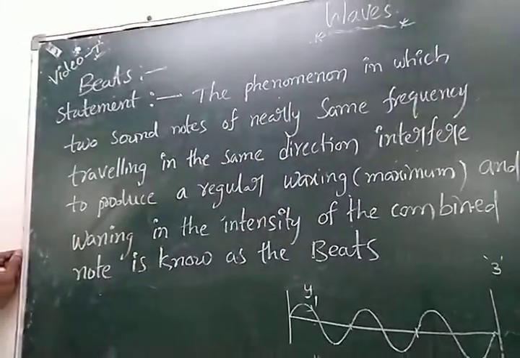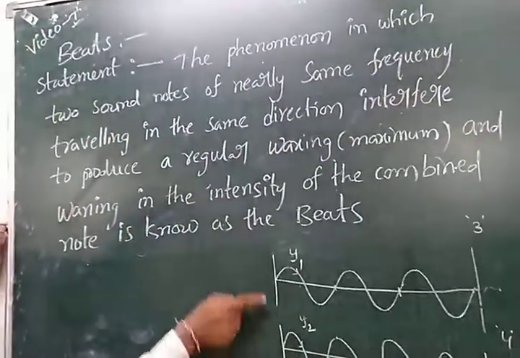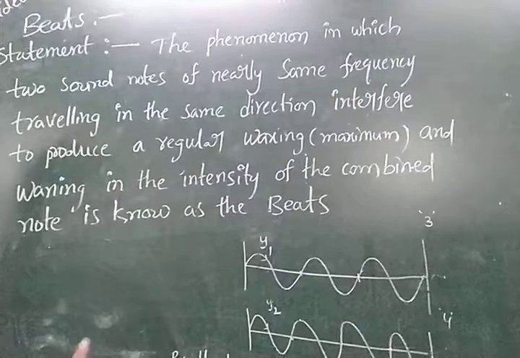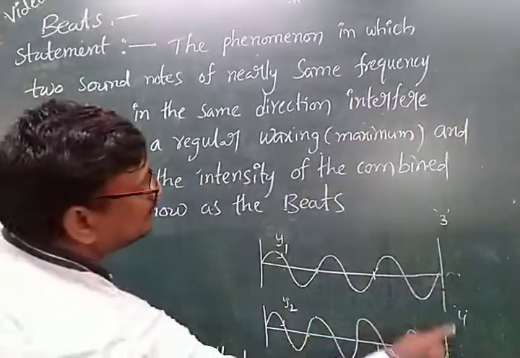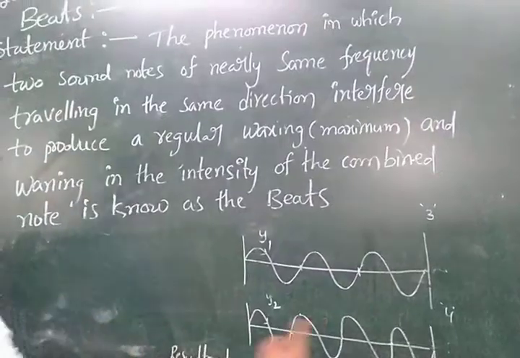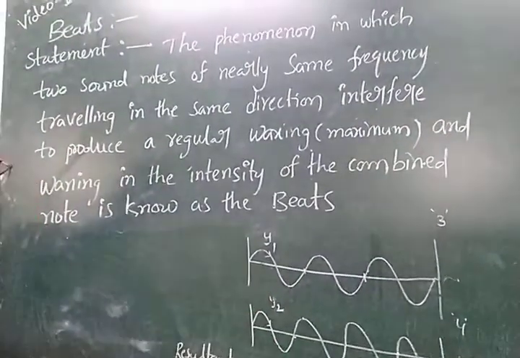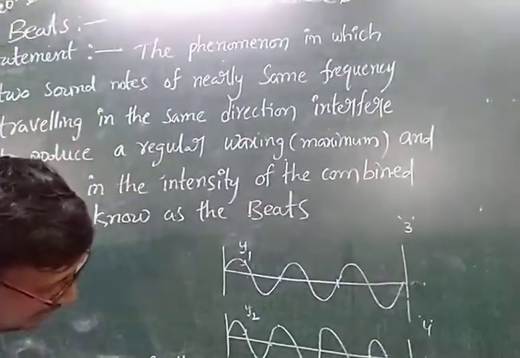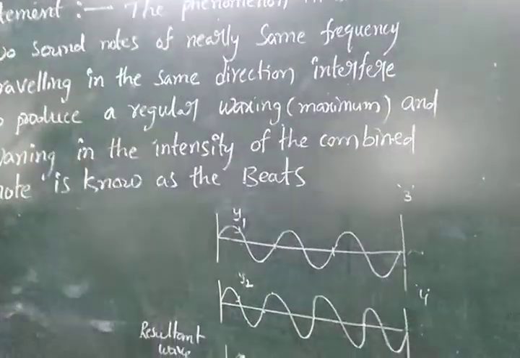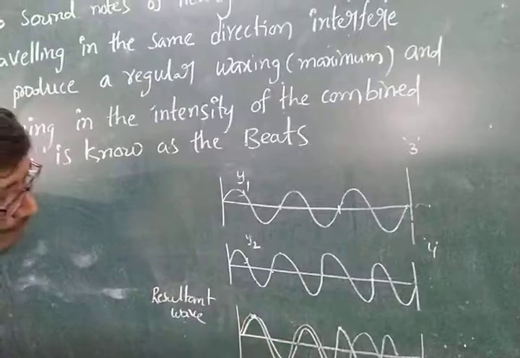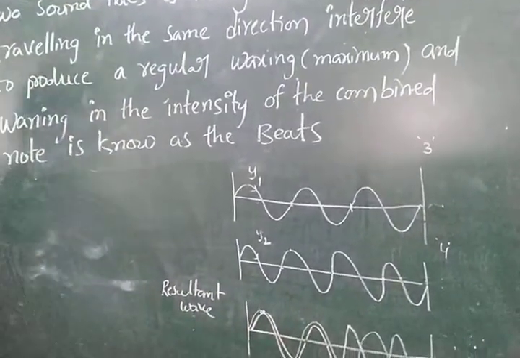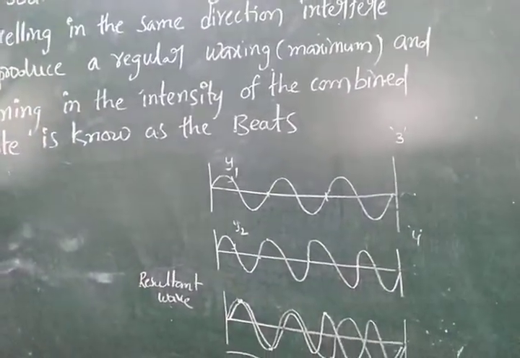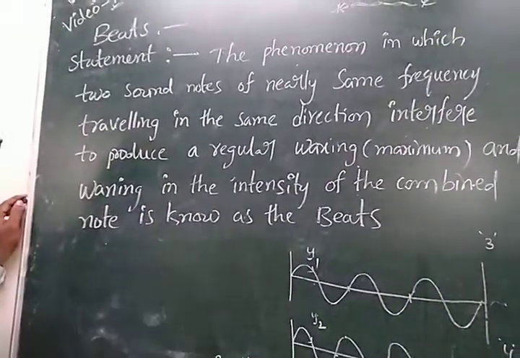The phenomenon in which two sound notes of nearly the same frequency, traveling in the same direction, interfere and produce maximum and minimum, called waxing and waning, in the intensity of the combined note is called beats. Now we can develop the equation of beats.